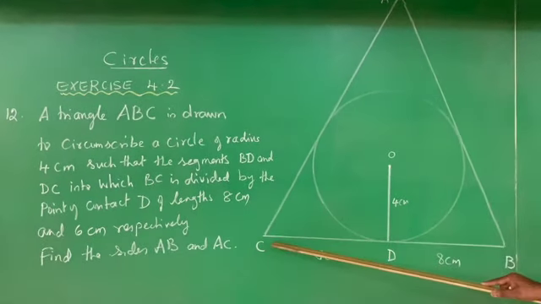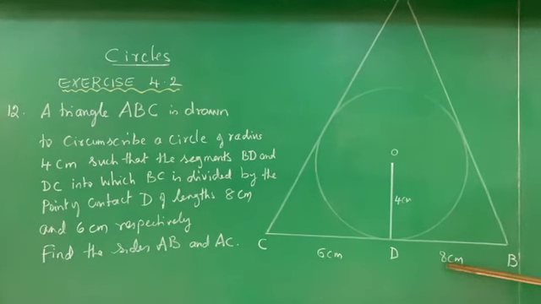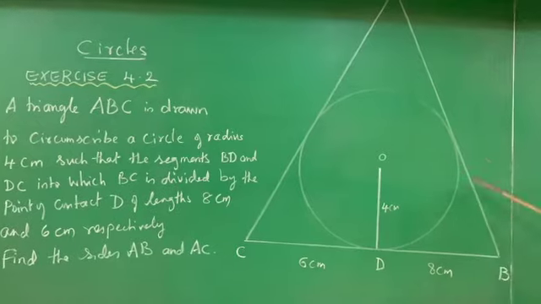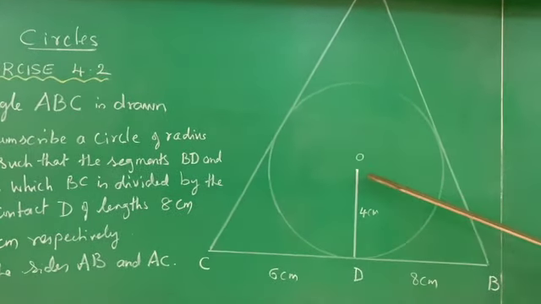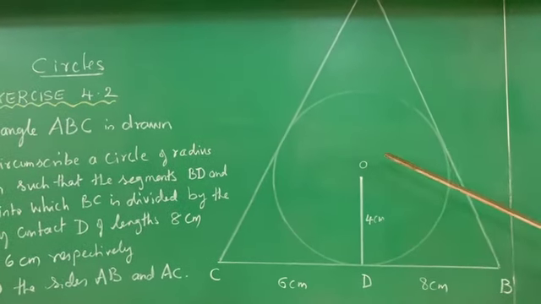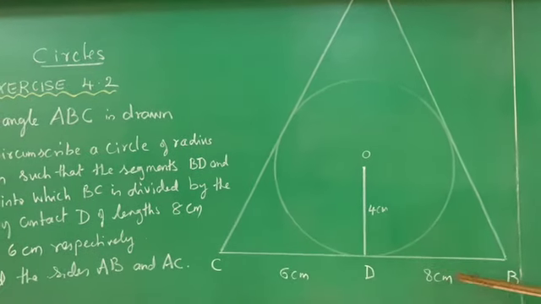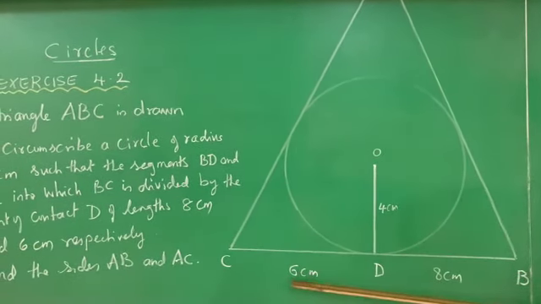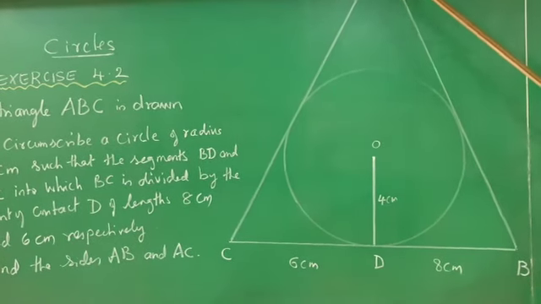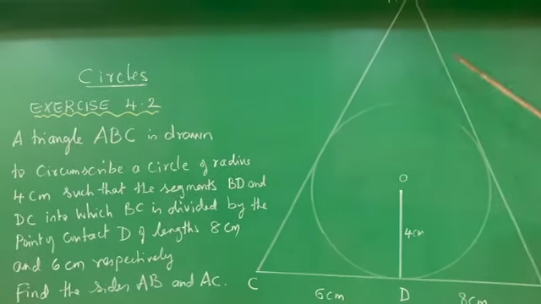And D divides BC into lengths 6 centimeter and 8 centimeter. ABC is a triangle that circumscribes a circle of radius 4 centimeter. One side of the triangle touches the circle at point D, and that D divides that side into 6 centimeter and 8 centimeter. Now we have to find the length of AC and AB.